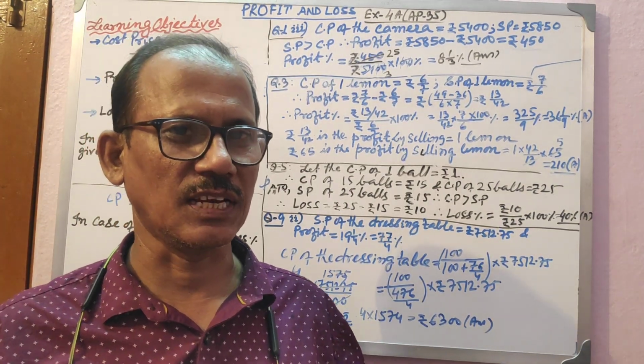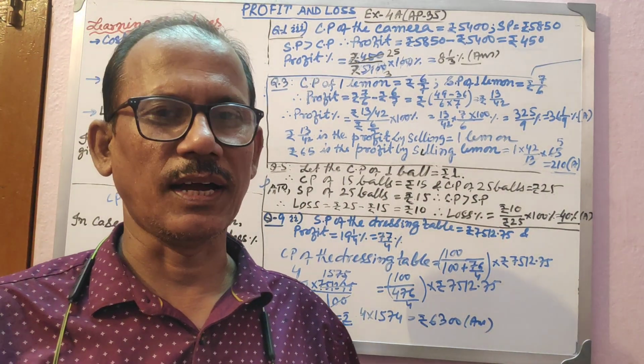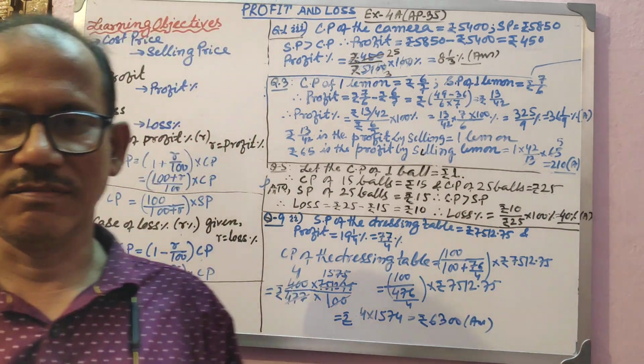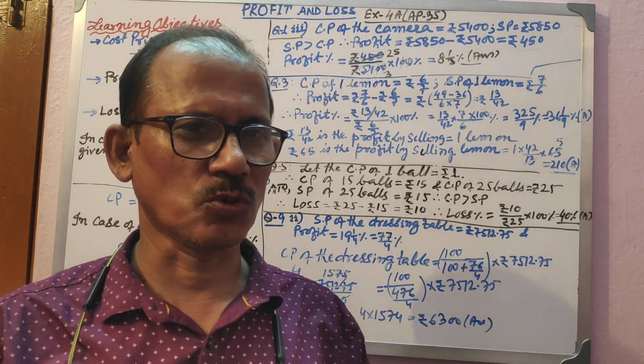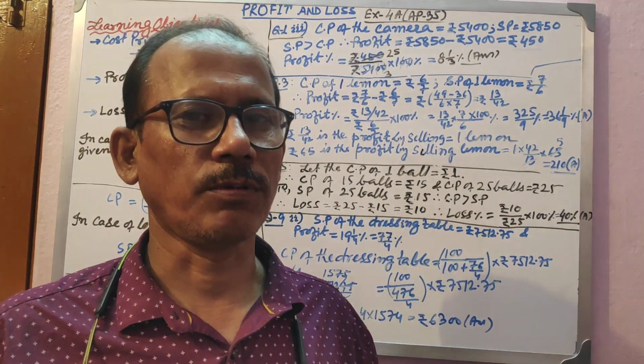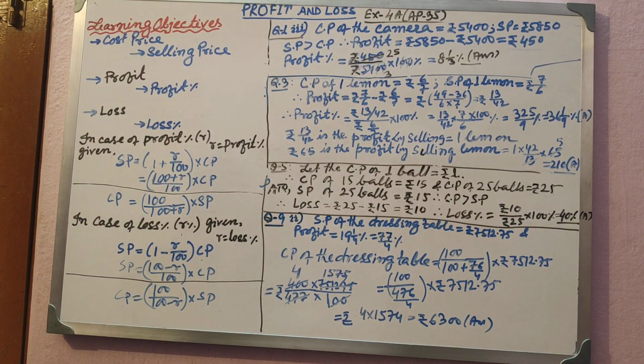We will revise once again, recollect our previous memory, and we will add some more ideas, and we will learn nicely about this profit and loss. See, children, before we move on to the subject, I am supposed to give you a little introduction of profit and loss. What are the learning objectives in this lesson?